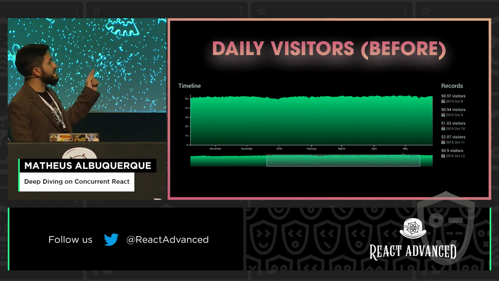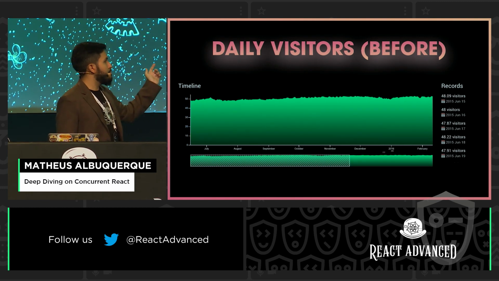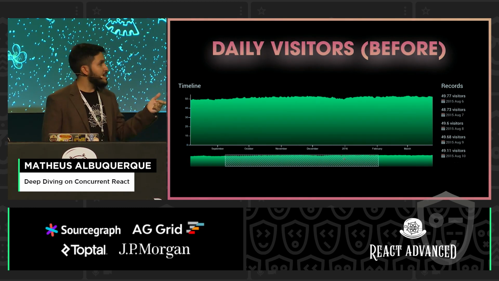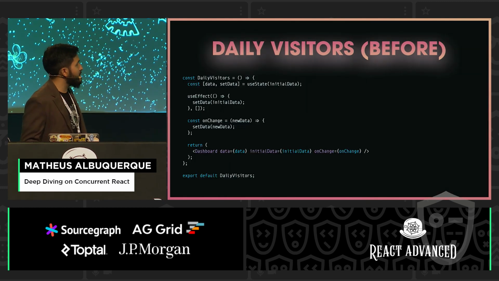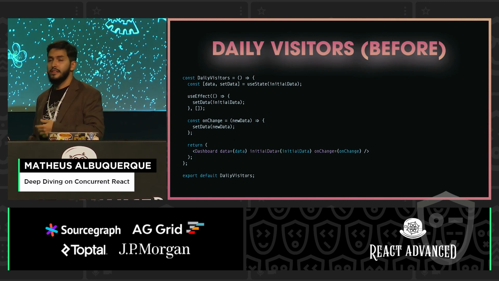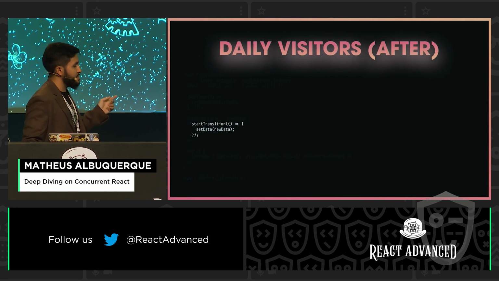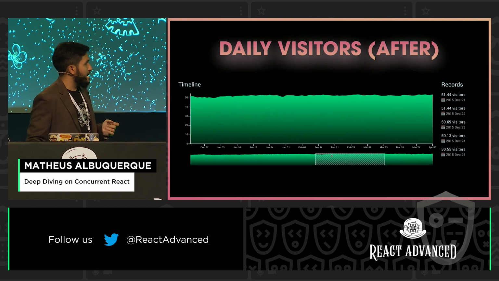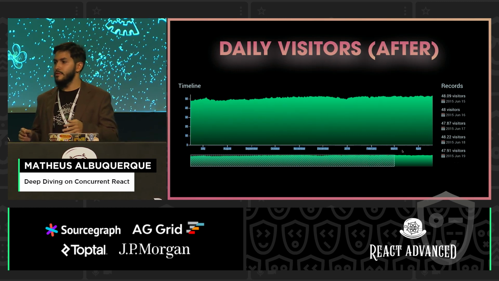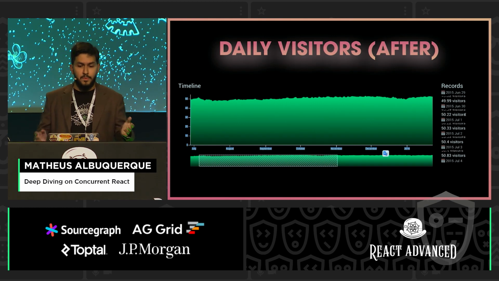In this one, I'm rendering the number of visitors per day on the website. As you can see, the animation is a bit laggy because of the amount of data I'm updating. And there's not a lot of magic in this component. I have a simple effect, some state, and the onChange handler. If I change that to use a transition, we can see that the animation is always smooth no matter what. And no matter how much data I have, it's responsive all the time.